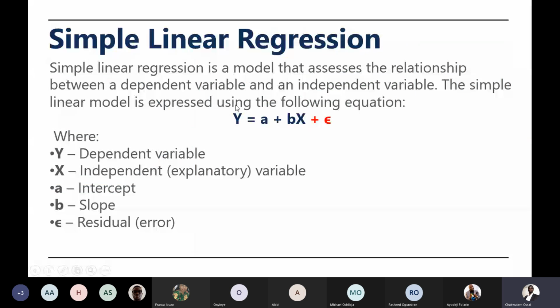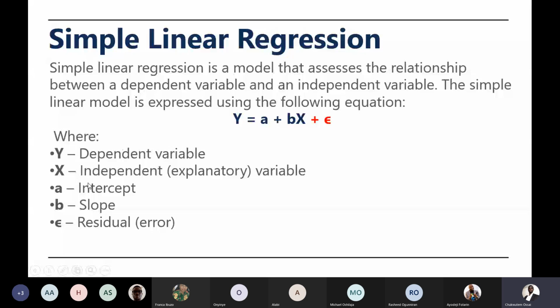So here is the model equation, which is y equals a plus bx plus epsilon. Now, at times the plus epsilon may not be added to this model. That is why I colored it red, so that in case you are searching through the net and you just meet y equals a plus bx, it means that in that particular model they did not add the plus epsilon aspect.